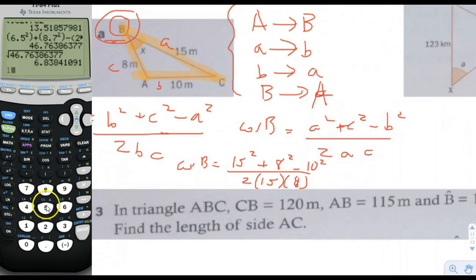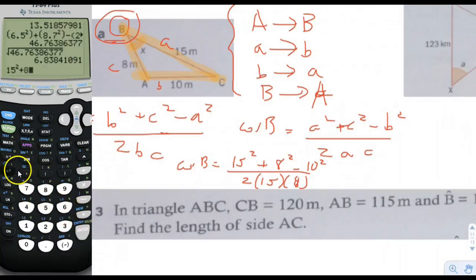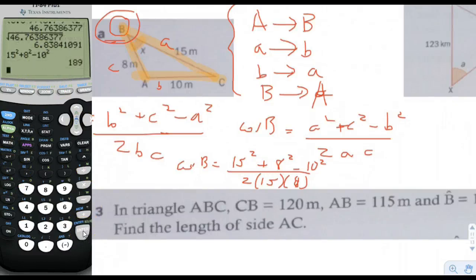So 15 squared, and I would do the numerator and the denominator separately because I know that sometimes we have trouble with our parentheses. If you do all this in parentheses and then divide by the denominator, there's no problem, but usually we forget to do that. So let's do the numerator first and get 189. Then the denominator, which is 2 times 15 times 8. I think maybe we could do this in our head. 2 times 15 is 30, 30 times 8 is 240. So now 189 divided by 240.